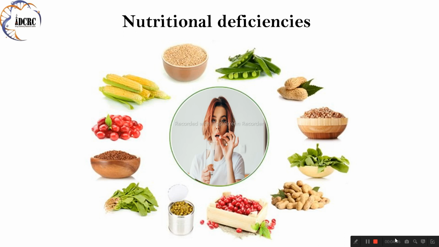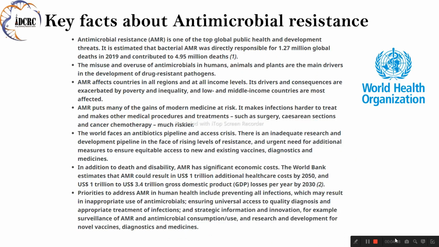In summary, antimicrobial therapy is a complex field with many nuances and challenges. By understanding these complexities, healthcare professionals can optimize patient outcomes and mitigate the risks of antimicrobial resistance.